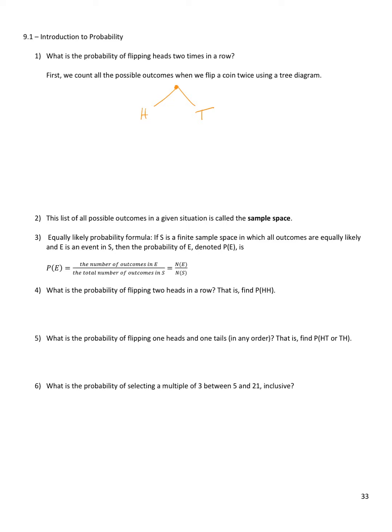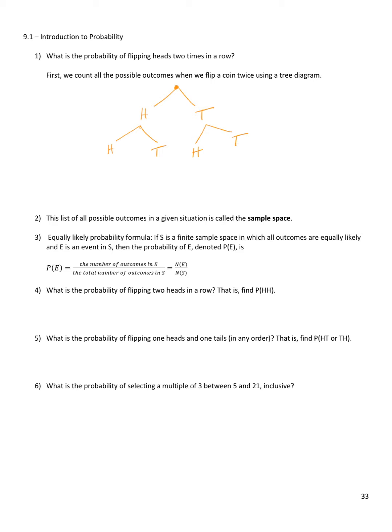All right, and then if we flip heads the first time, on our second flip, again, we could get heads or we could get tails. And if we flip tails, on the second flip, we could get heads or we could get tails. So each branch of the tree represents an outcome. So we've got heads, heads, or heads, tails. Then we have tails, heads, or tails, tails.